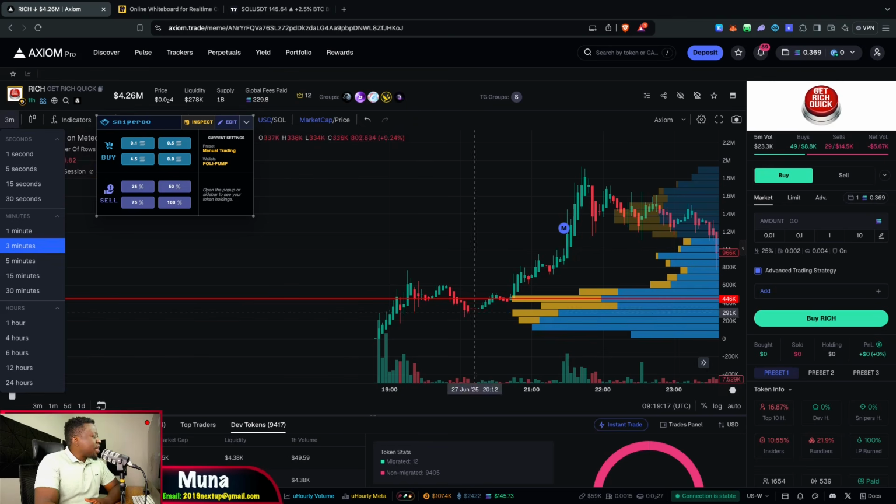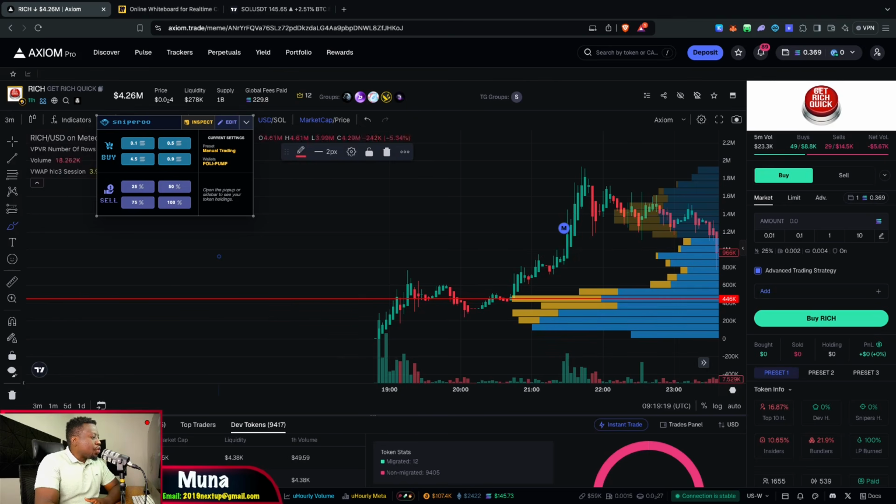Moreover, when this happened, the price, because these are 3-minute time frames, as you can see right over here, I'm on the 3-minute time frame. So this happened in a short period of time.